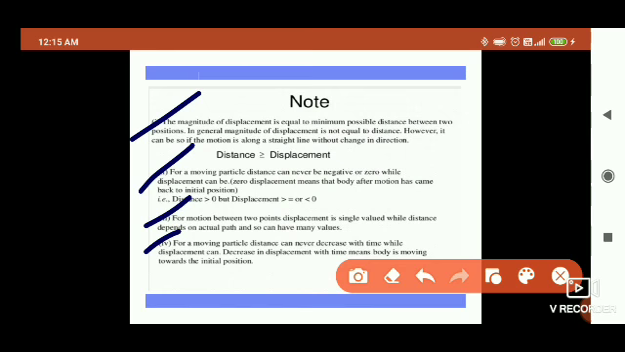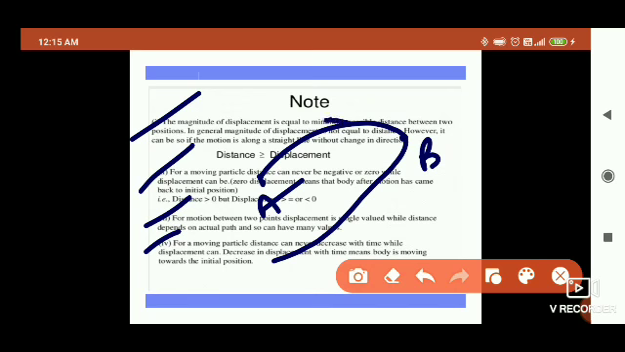For a moving particle, distance can never decrease with time while displacement can. Decrease in displacement with time means the body is moving towards the initial position. When we consider displacement decreasing, that means a particle is going from A to B and again coming back from B to A. So in this case, the displacement can be of the decreasing form.